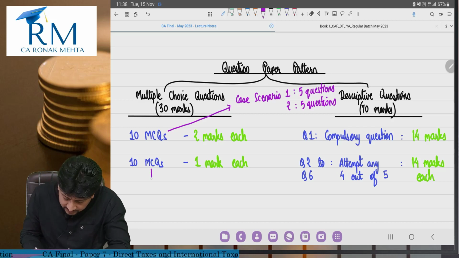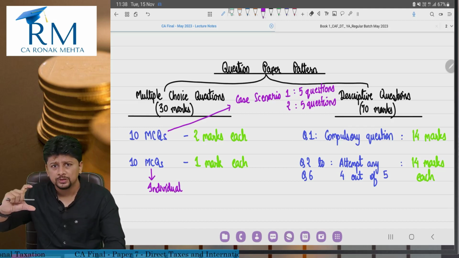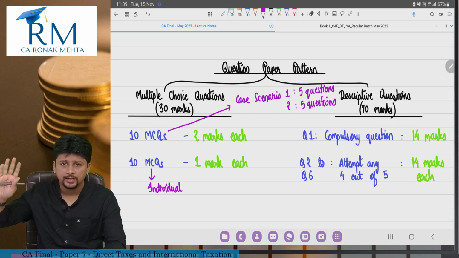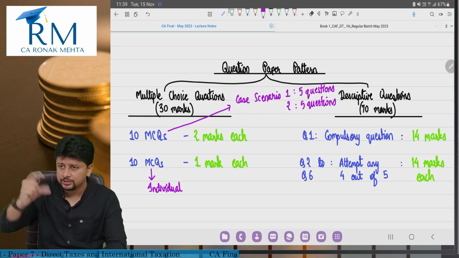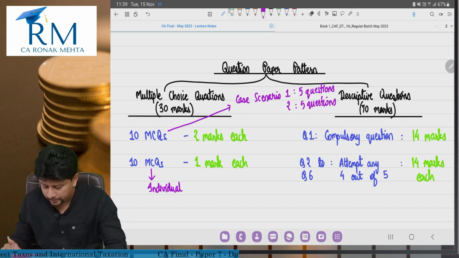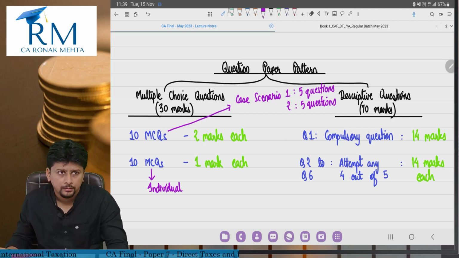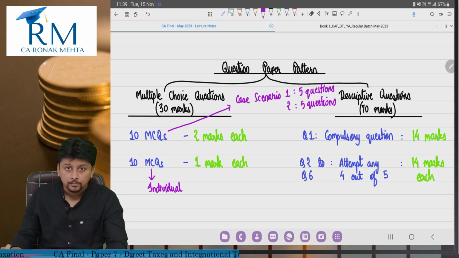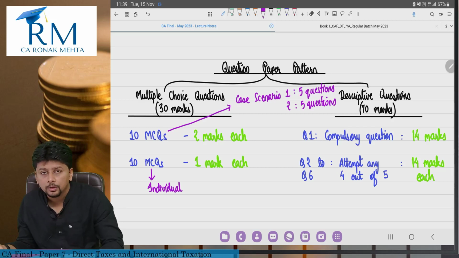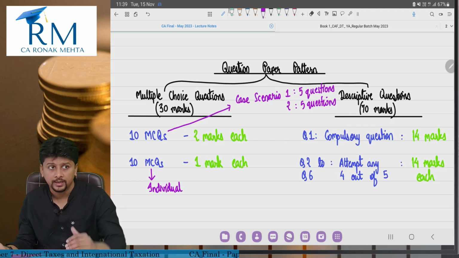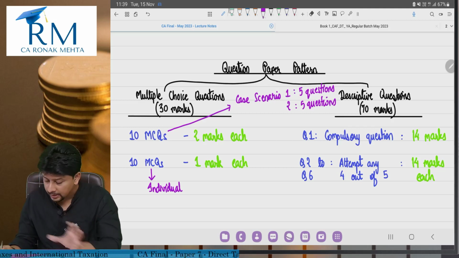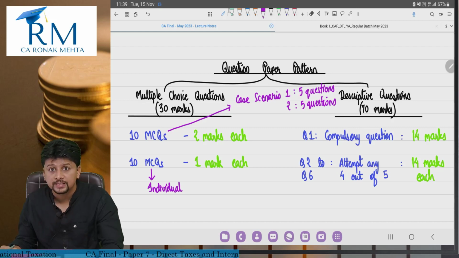And the remaining MCQs are of 1 mark each, and these are individual MCQs. Individual MCQs as in they are small MCQs, 1 question, no case study, a 3, 4, 5 liner question, 4 options given, you have to select one. Now I'm not saying they are not difficult, but yes, you may hope to score more from the individual MCQs as compared to the case scenario ones. Then there are 70 marks of descriptive questions.